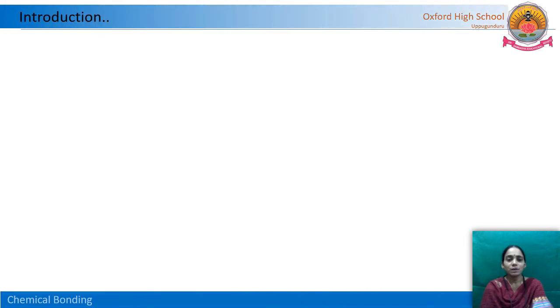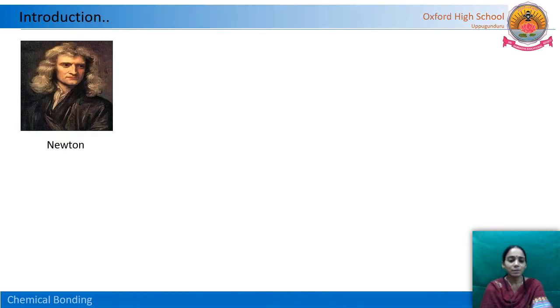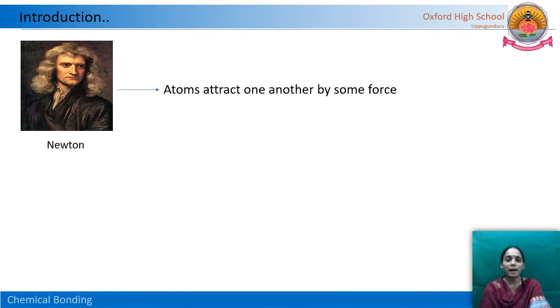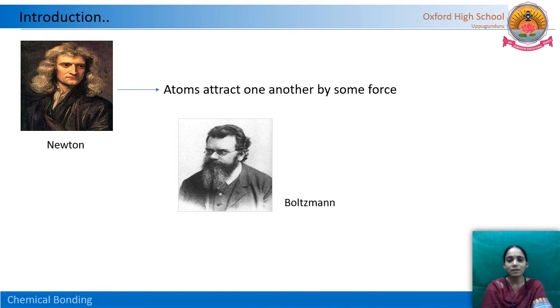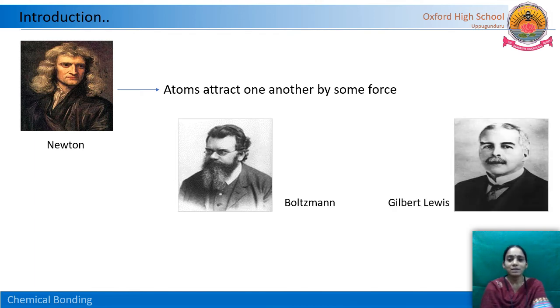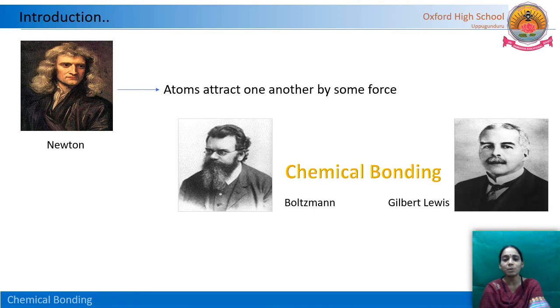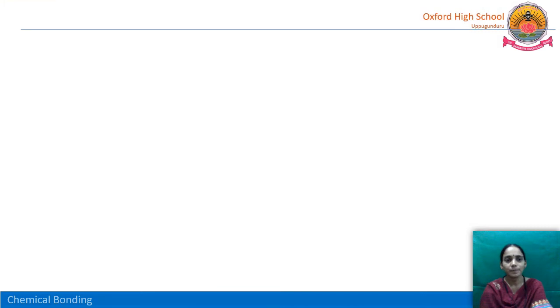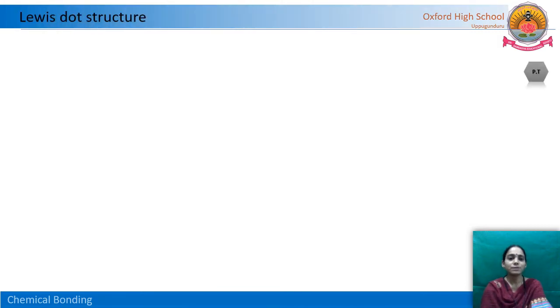We have studied that some force of attraction is there in between two atoms. That was first discovered by Isaac Newton. Later, the force of attraction was given the name chemical bonding. The force of attraction is called chemical bonding. That was discovered by Boltzmann and Gilbert Lewis. For studying in detail about these valence electrons, we have to study the Lewis dot structure.